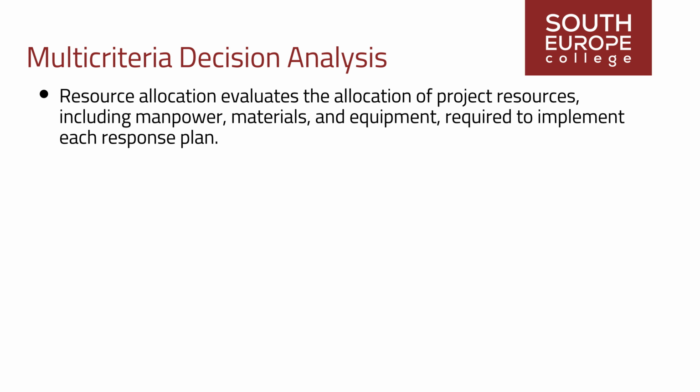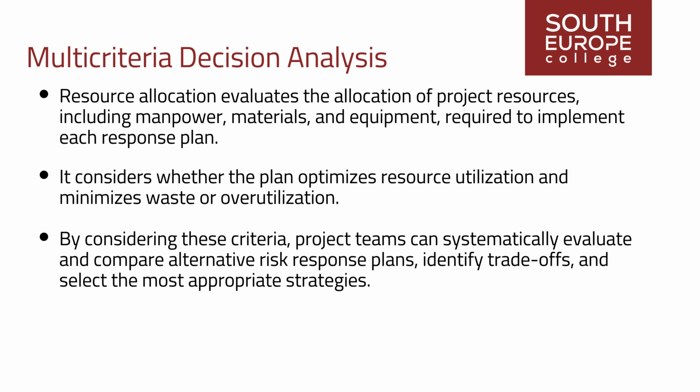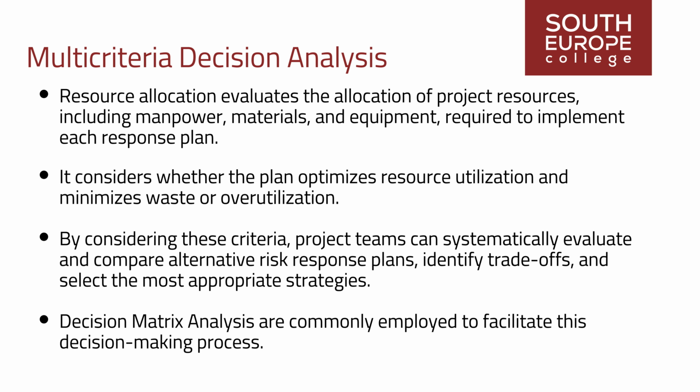Resource allocation. Resource allocation evaluates the allocation of project resources, including manpower, materials, and equipment, required to implement each response plan. It considers whether the plan optimizes resource utilization and minimizes waste or overutilization. By considering these criteria, project teams can systematically evaluate and compare alternative risk response plans, identify trade-offs, and select the most appropriate strategies to manage project risks effectively while maximizing project success. Decision matrix analysis are commonly employed to facilitate this decision-making process.